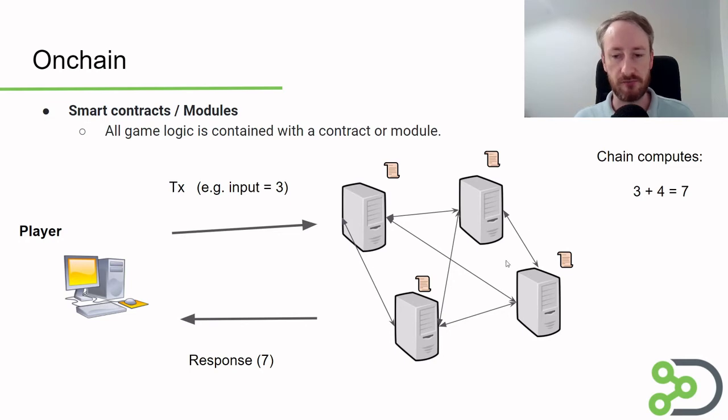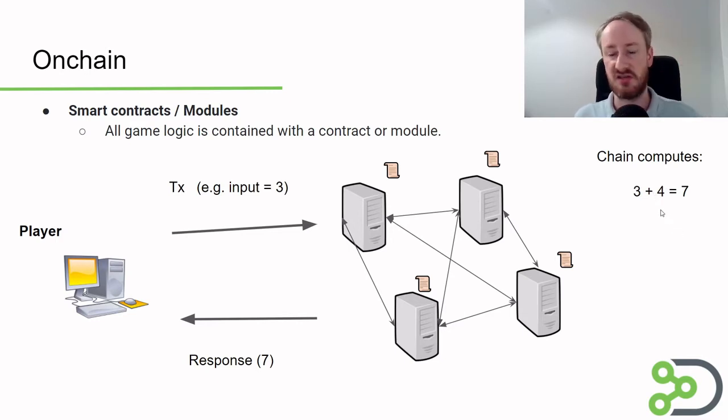Obviously, every single full node has a copy of the smart contract, so there's replication, and they're all going to perform the exact same computation. Now, let's just say for simplicity that your input is 3. It doesn't matter, I just picked a number. It's like you're starting combat, and so you send in a 3, and then the chain inside the smart contract will compute something like 3 plus 4.